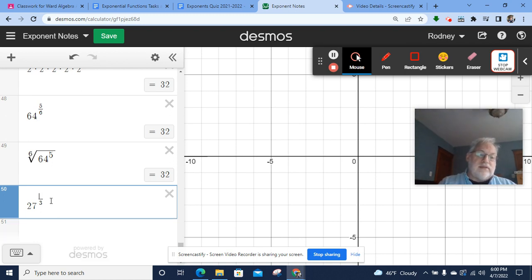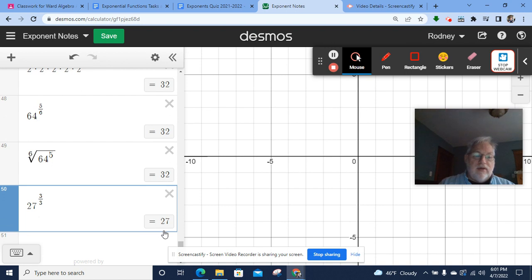And of course, if I said 27 to the 3/3 power, I'm taking all three of them. And that's really just 27 to the first power. You may be able to see that. But what if I said 27 to the 4/3 power? Well, I only have three factors of 3 in 27, so I'm just going to need to get one more.